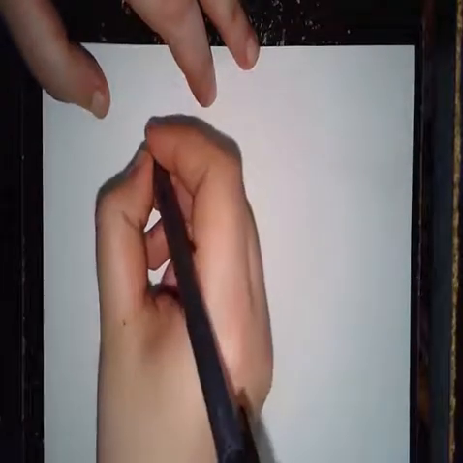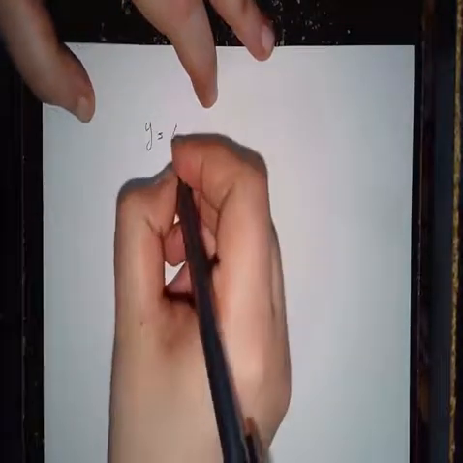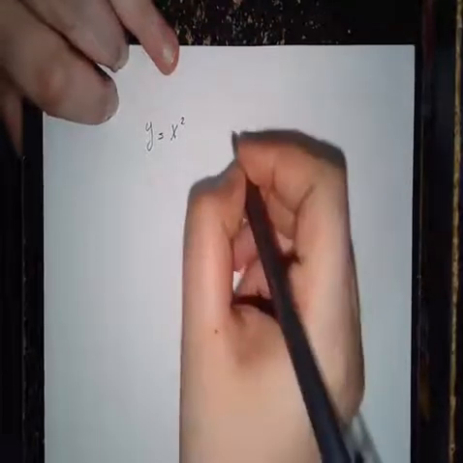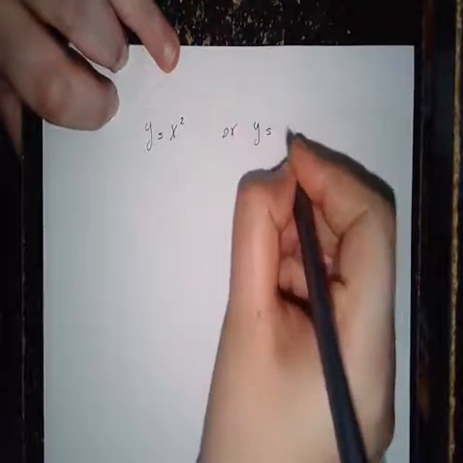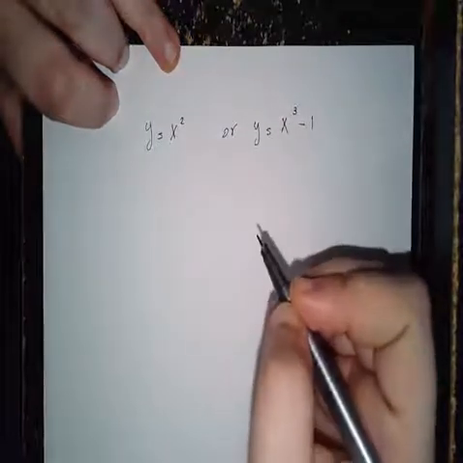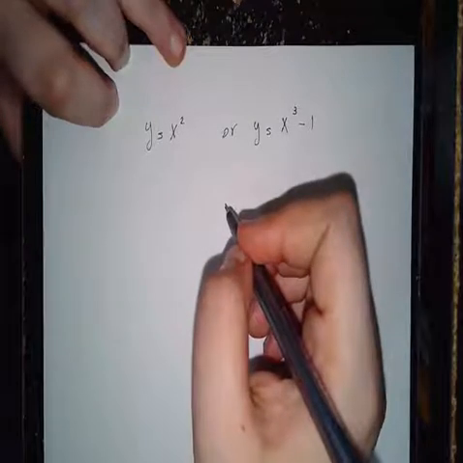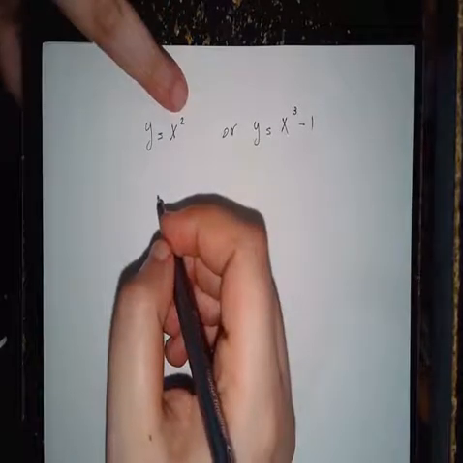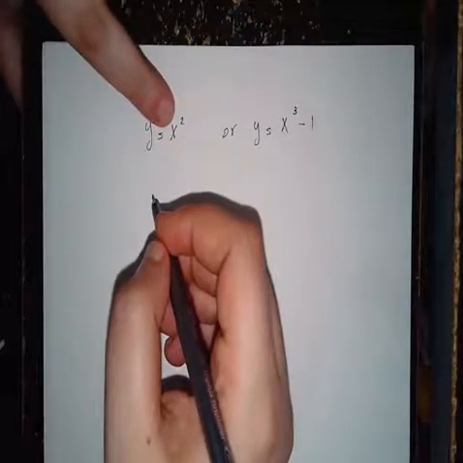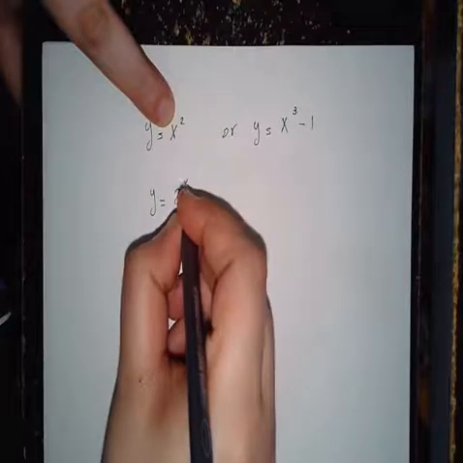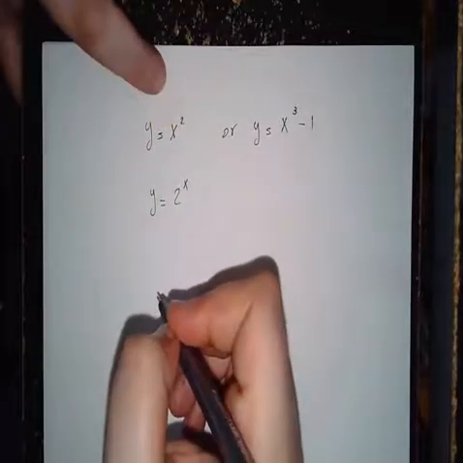For example, previously we used to see y equals x squared, where your variable x is the base, right? Or, for example, y equals x to the third minus 1. But for exponential functions, we're going to flip that. Instead of the number being the power and the x being the base, we're going to see something that looks a little like this. 2 to the x power.